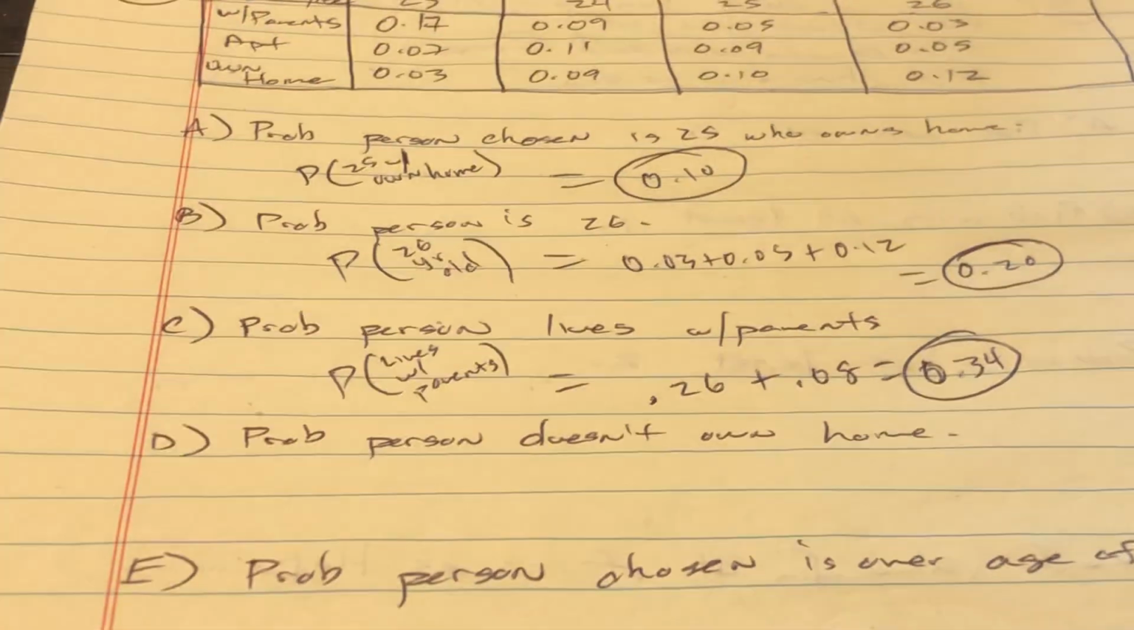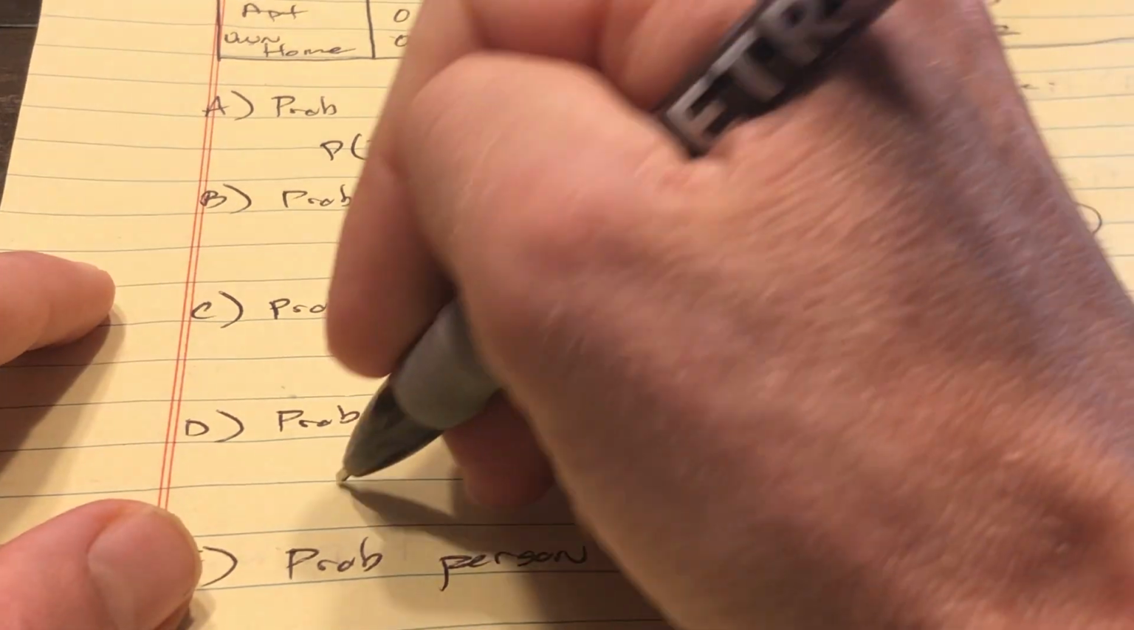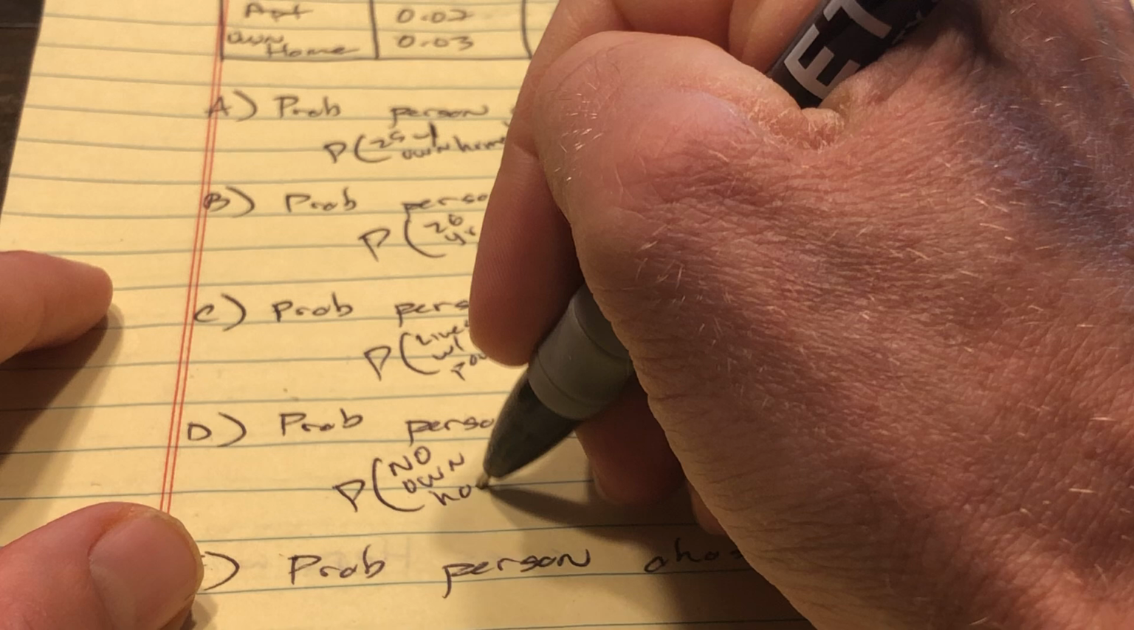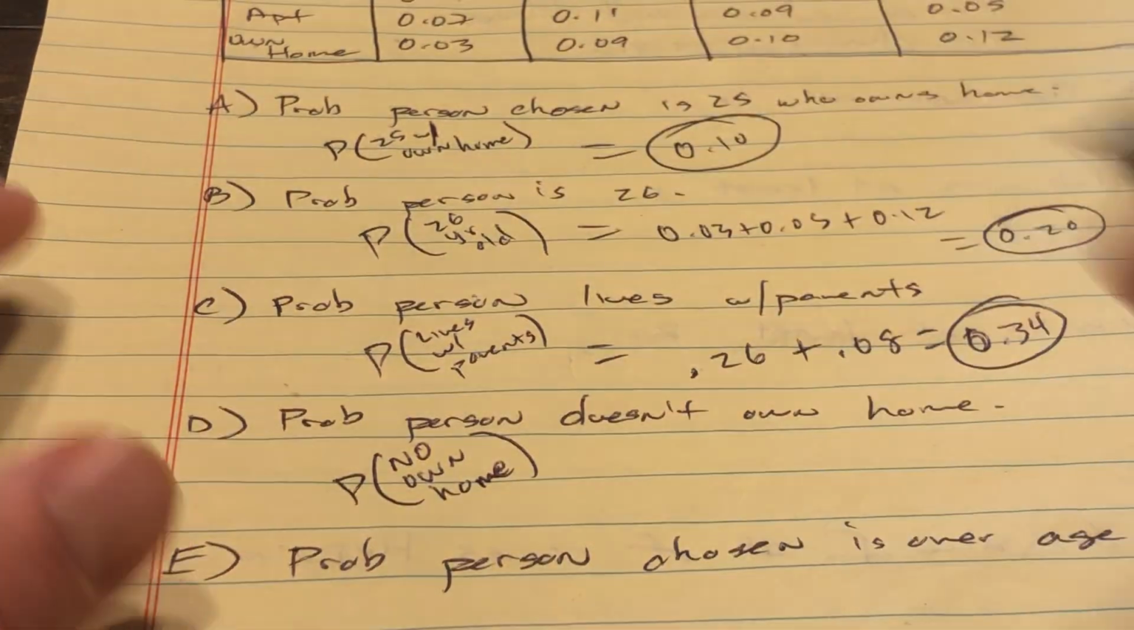What's the probability that they don't own their own home? Probability, no own home. That's really terrible English. Show that to Mrs. Lamore or Mr. Crest, please.